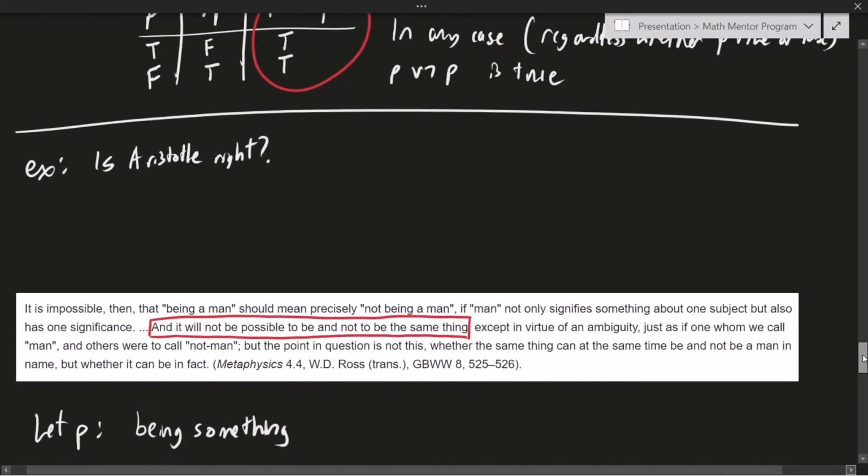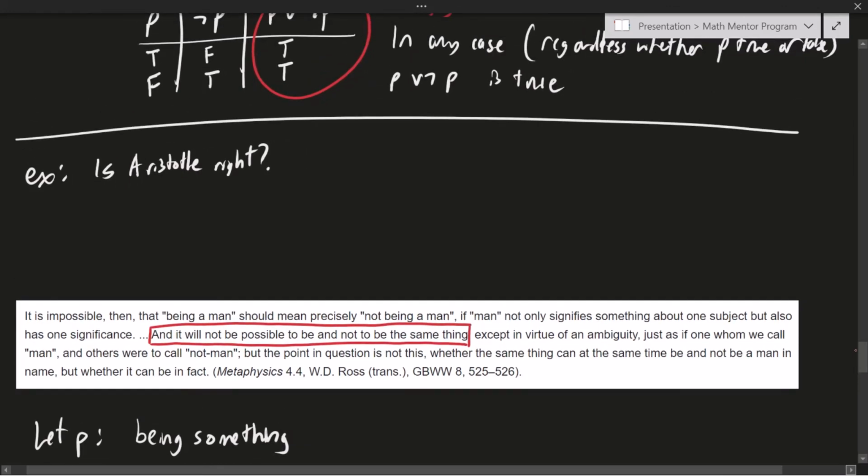Our next example actually comes from Aristotle. It's something related to the law of excluded middle, but this is more about contradiction. This entire paragraph is a little confusing to read, honestly, but I'm going to double down on this part here that says, and it will not be possible to be and not be the same thing. And I want to know whether Aristotle is actually right in saying that, whether what he's saying is logically consistent with what we have discussed so far.